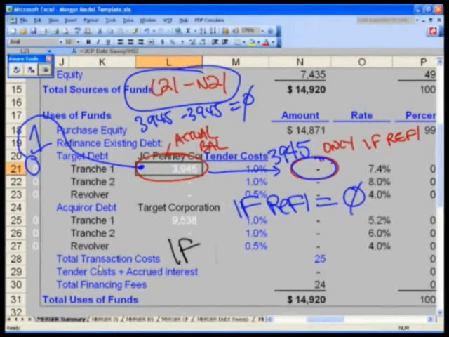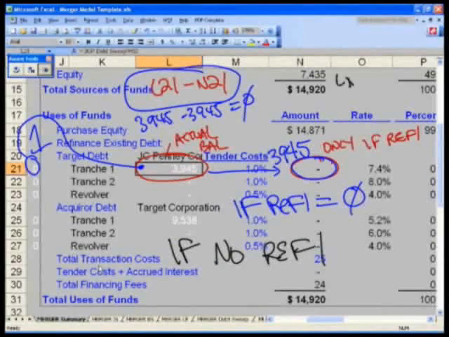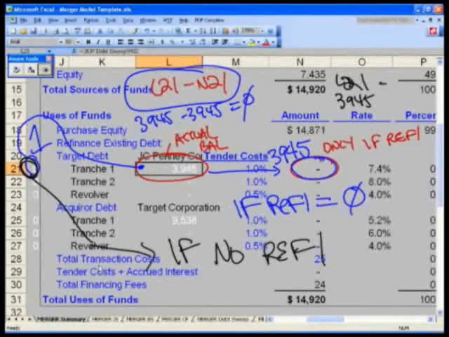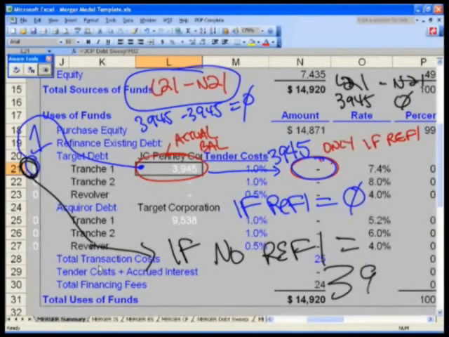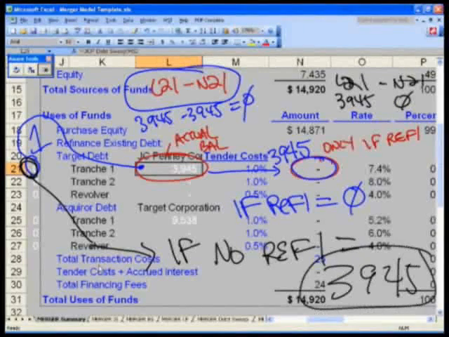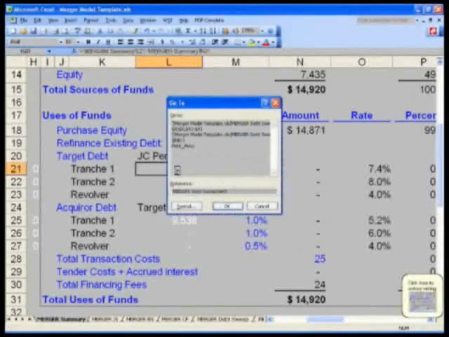If no refi, and L21 is still 39.45, and currently, since we have no refinance, it's a zero now. N21 is zero. That means 39.45 is my balance. So start amortizing that. Now, I hope that's clear, because we're going to have to use the same logic over and over.